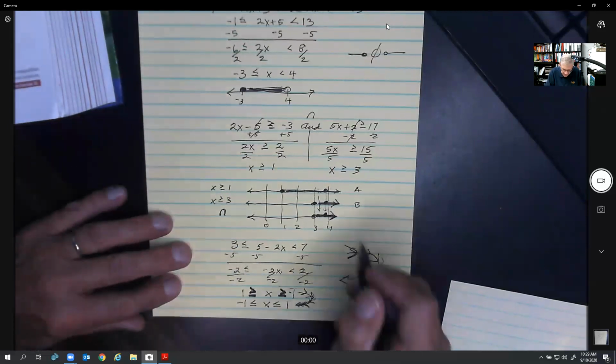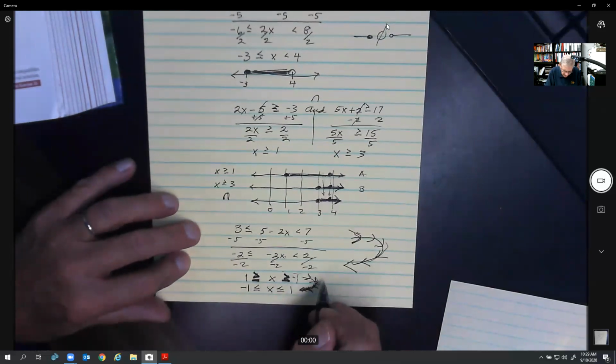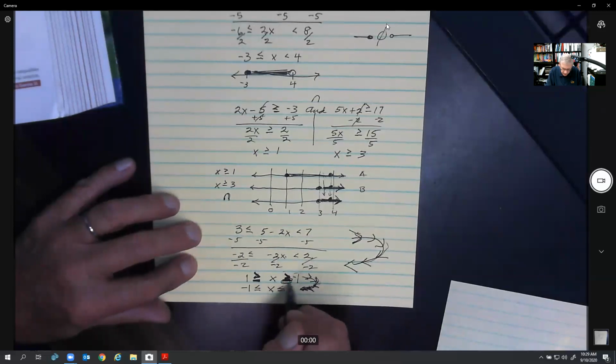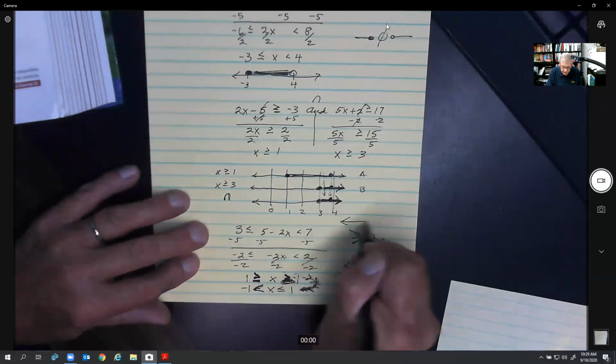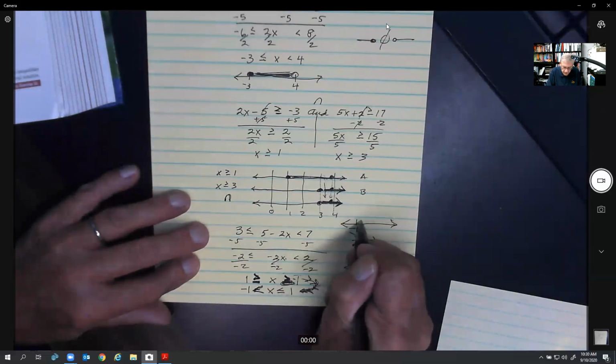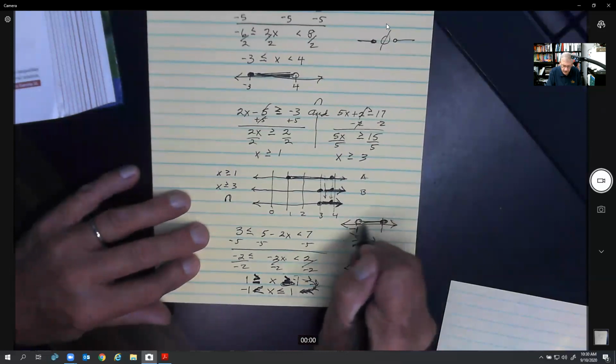If we were to graph this thing, let's graph this one. And also when this came around, this should have been open. It shouldn't have been equal there. So when we go to graph it, -1 would be open and 1 would be closed. It would be in between.